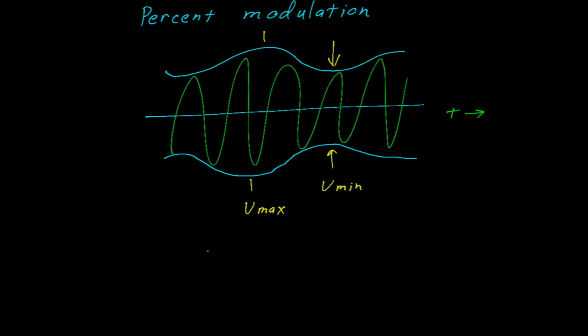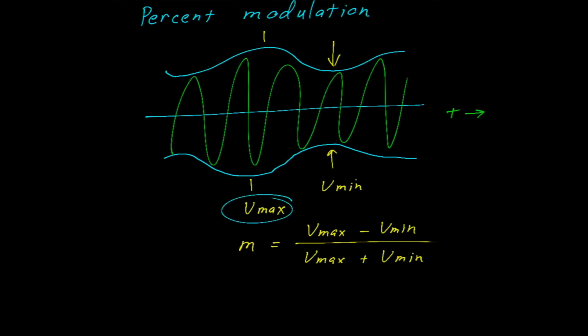The percent modulation is described by the letter M is equal to the maximum voltage minus the minimum voltage, all divided by V max plus V min. Which means if we're given an AM signal in the time domain, we are looking on the envelope for a maximum voltage and a minimum voltage. And then we run those two numbers through this equation to determine the modulation percentage.